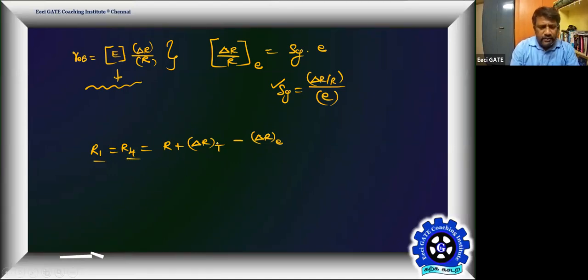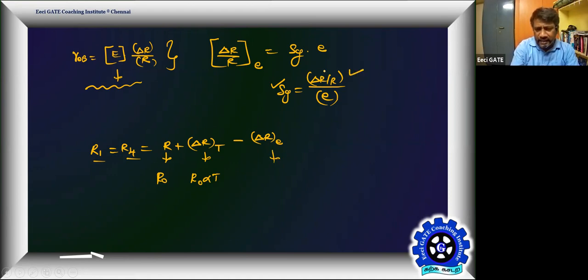Now the goal is to find delta R due to T. Delta R due to T is R, which is nothing but your R naught, into alpha T. And delta R due to this one, you can play with this.